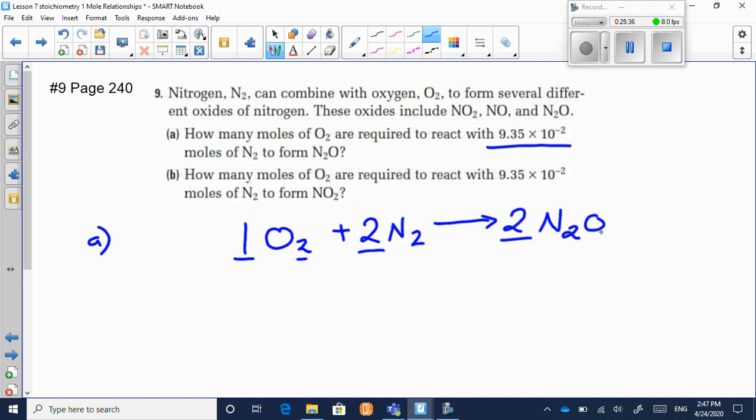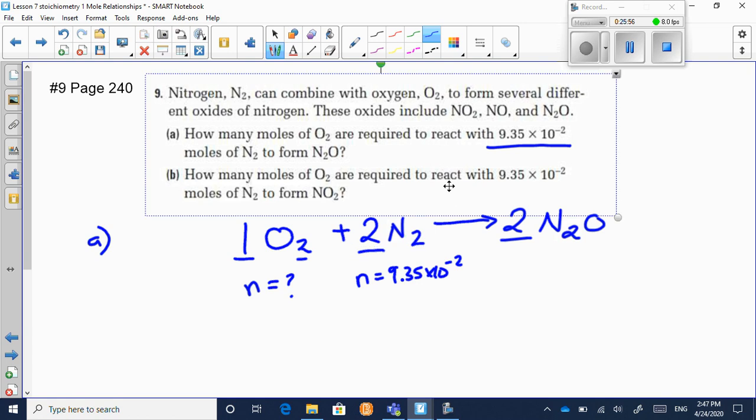Basically, this tells me that 1 oxygen gas molecule plus 2 nitrogen gas molecules makes 2 of these dinitrogen monoxides. Okay, well now what it says is how many moles of O2, so the number of moles is the question mark, is required to react with, and look, I've been given here that I've got 9.35 times 10 to the negative 2 moles of N2. Now, a lot of you can probably see right off the bat what the answer is. You probably don't need to do the whole ratio, but I'm going to do it anyway. I'm interested in O2 and N2 because that's the one that I'm asked to solve for and the one I've been given something for.